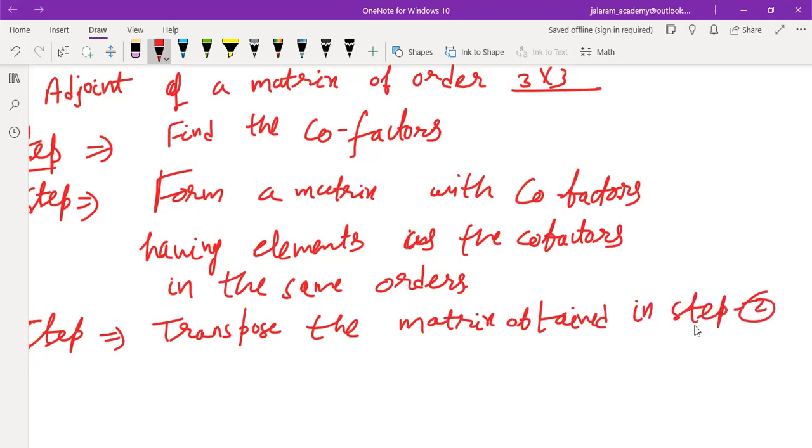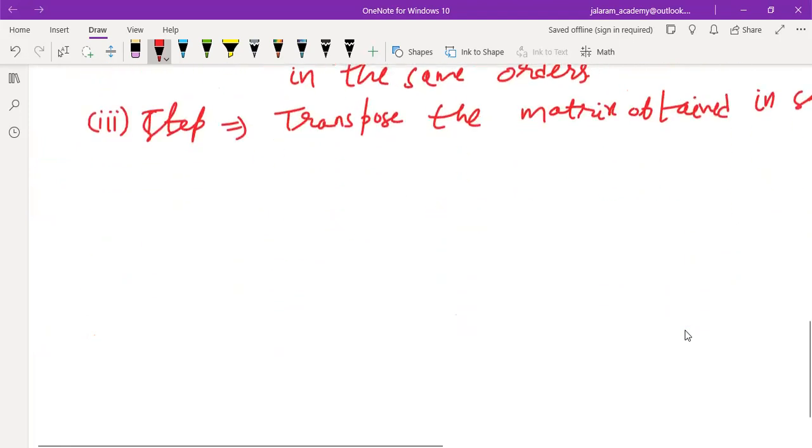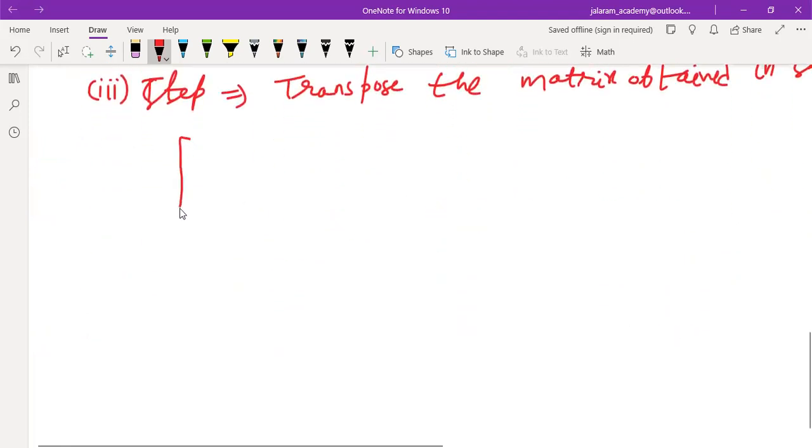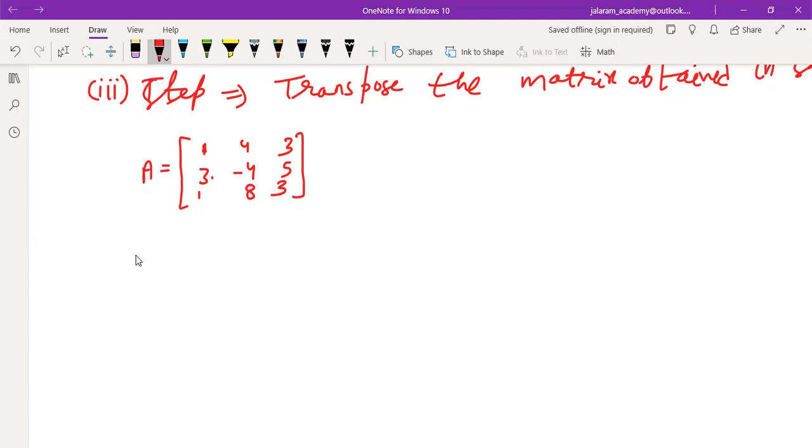So this is the algorithm to find the adjoint of a matrix of order 3 cross 3. For example, if we take a matrix of order 3 cross 3 as 1, 4, 3, we will take small numbers, 3, minus 4, 5, 1, 8, 3. Now we will find all the cofactors of this matrix.